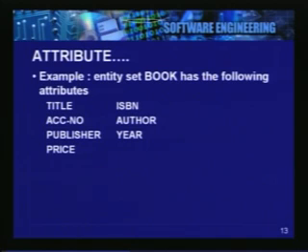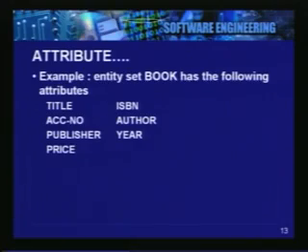So, let us take an example. Here is the example of an entity called book, and this entity has the attributes which are listed here. Every book has a title, has an accession number, has a publisher, has a price, has an ISBN which is a unique book number, then has an author and also year of publication. So, all books have these attributes.